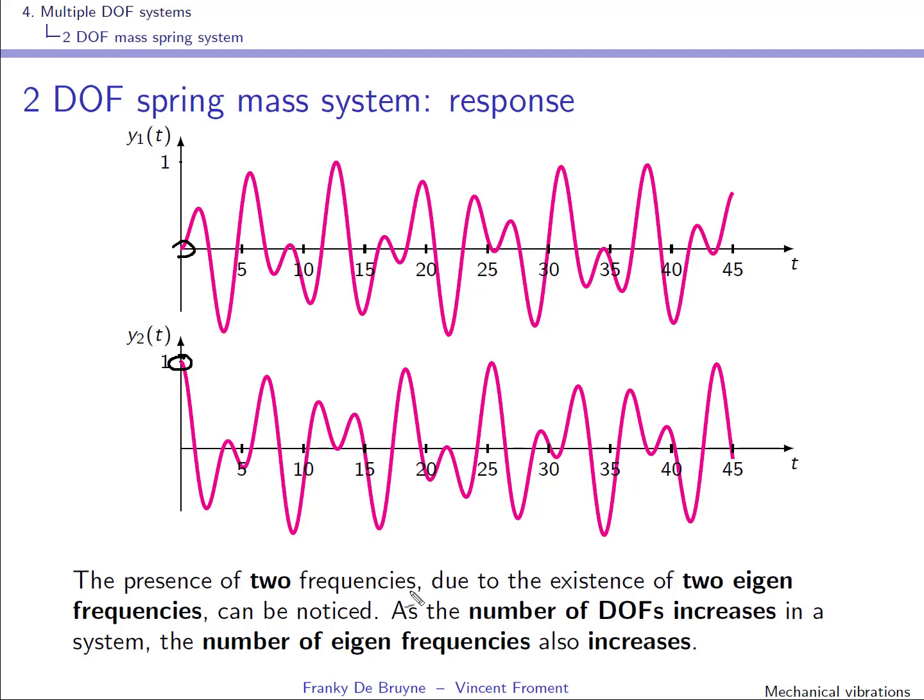And what you see here is the presence of 2 frequencies due to the existence of 2 eigenfrequencies. So here we have the system with 2 degrees of freedom. Okay, it's a 2 degree of freedom spring mass system. Well, this idea will continue to work as the number of degrees of freedom increases, the number of eigenfrequencies will also increase.